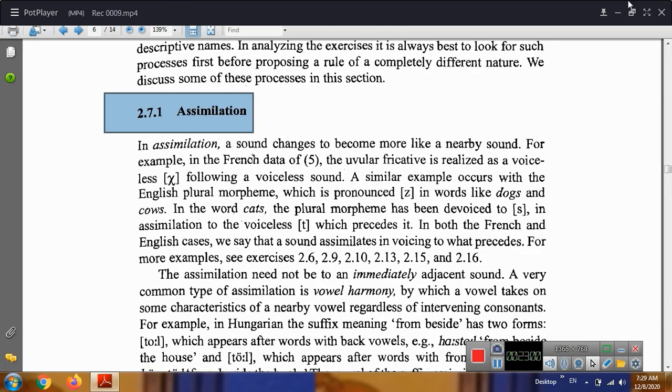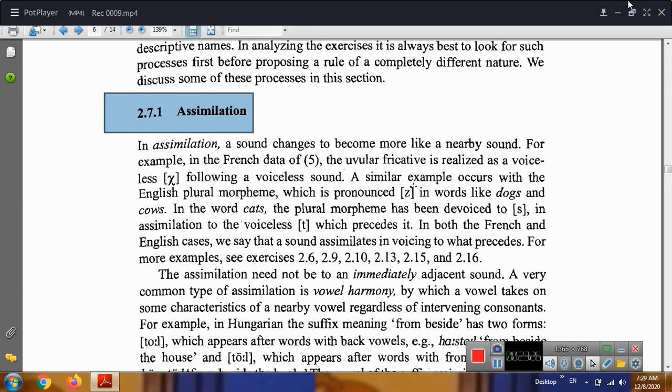One of them is assimilation. In assimilation, a sound changes to become more like a nearby sound. For example, in the French data of 5, the uvular fricative is realized as the voiceless kh following a voiceless sound.